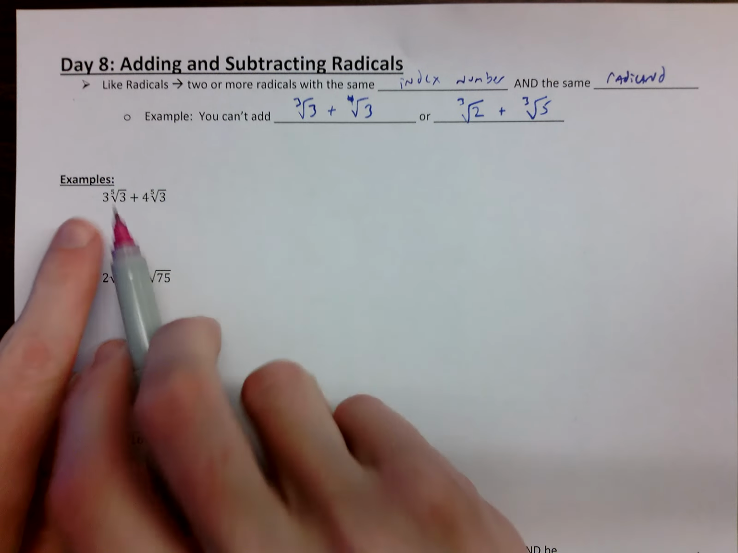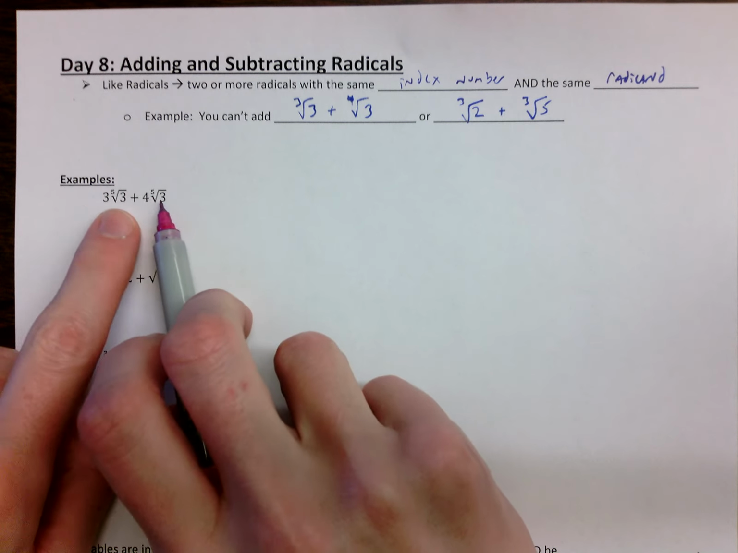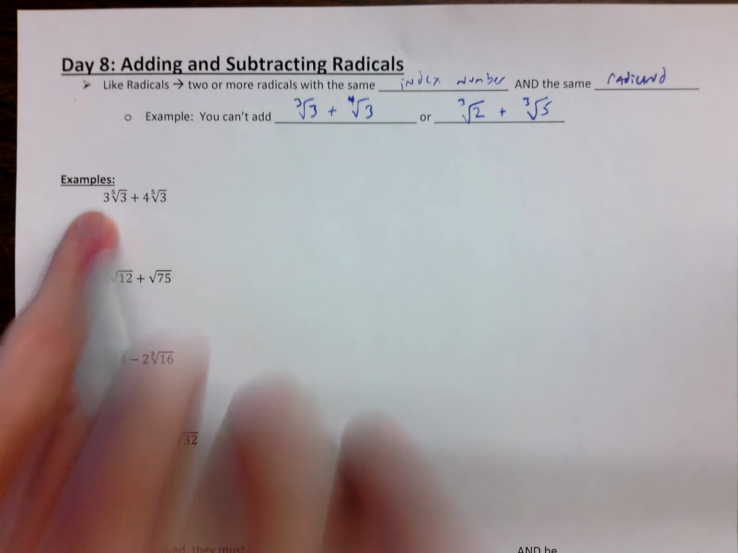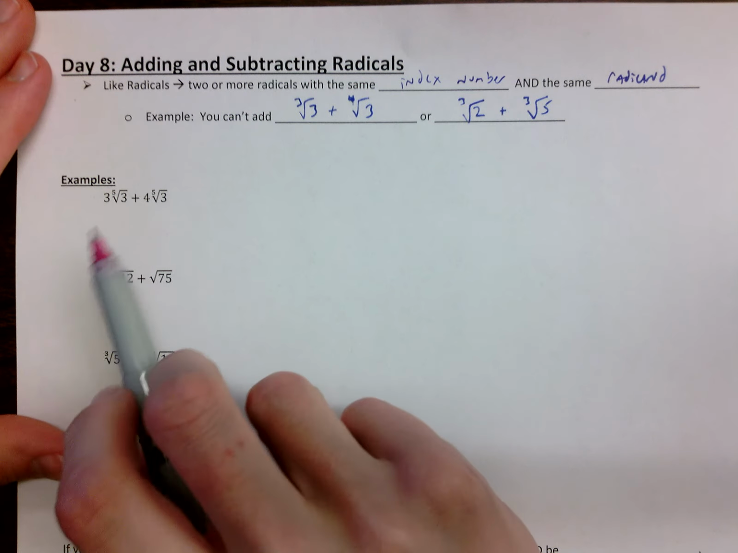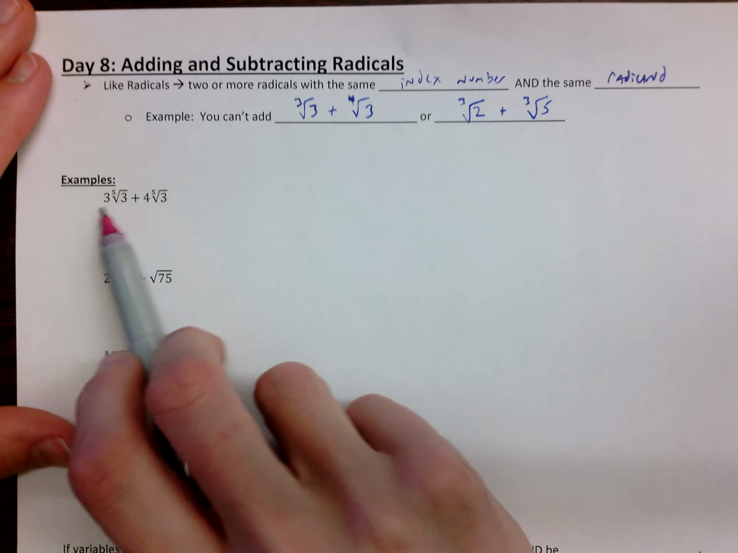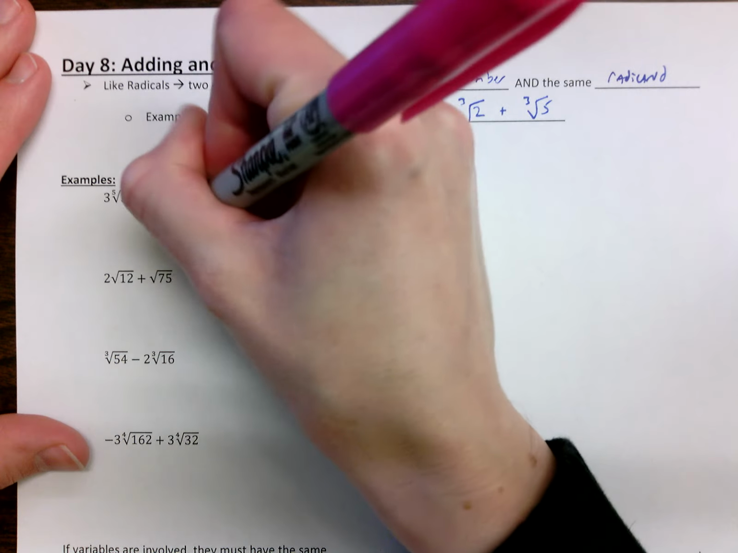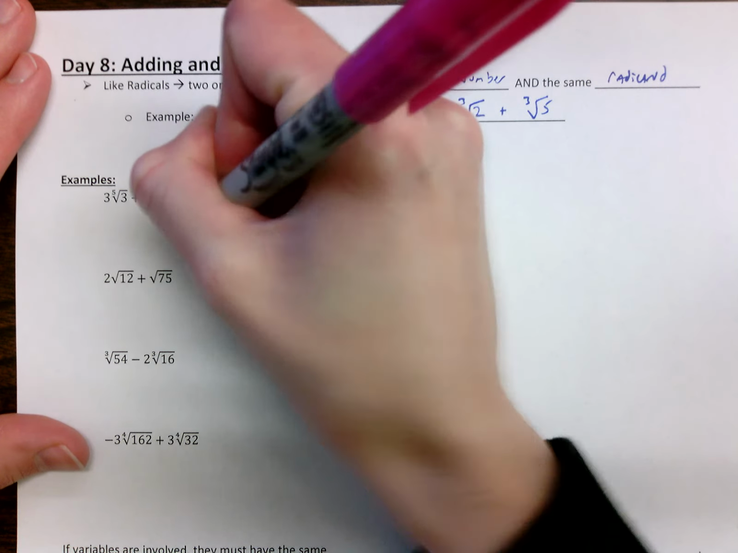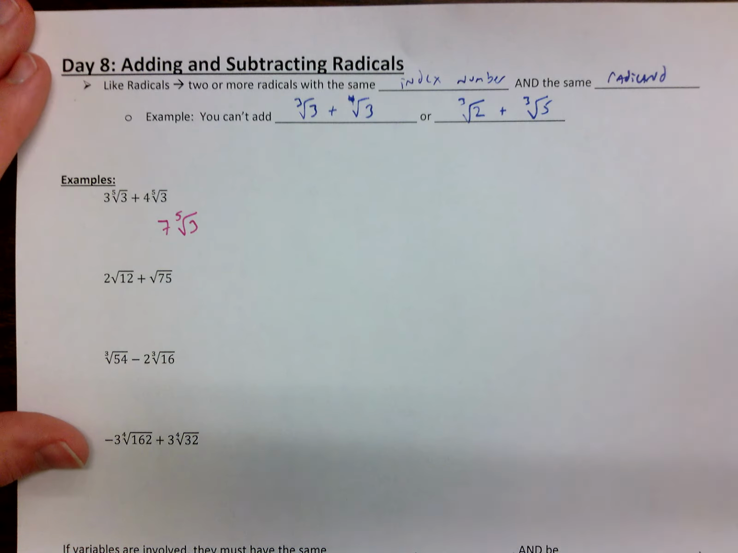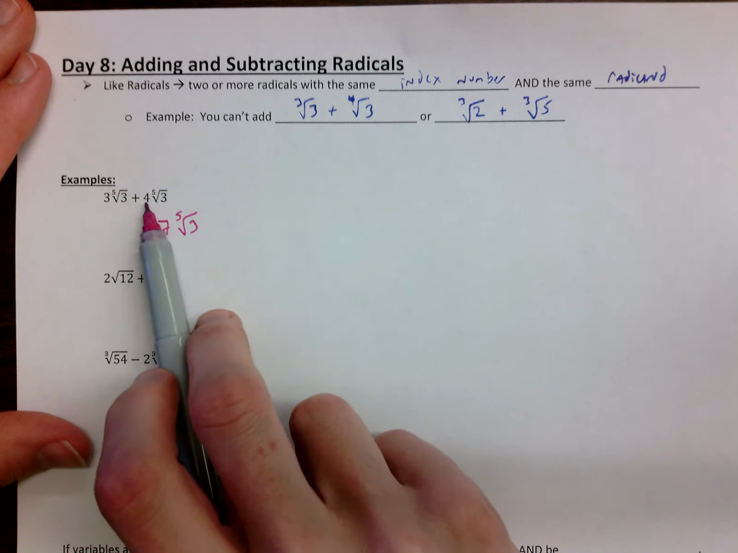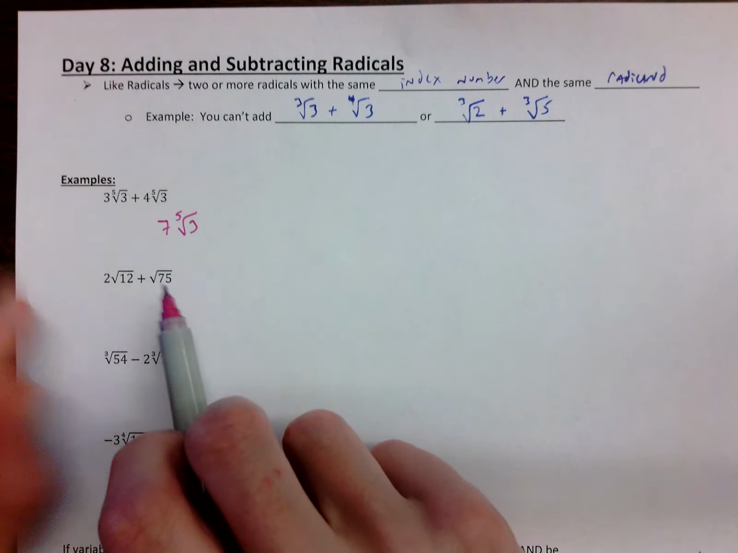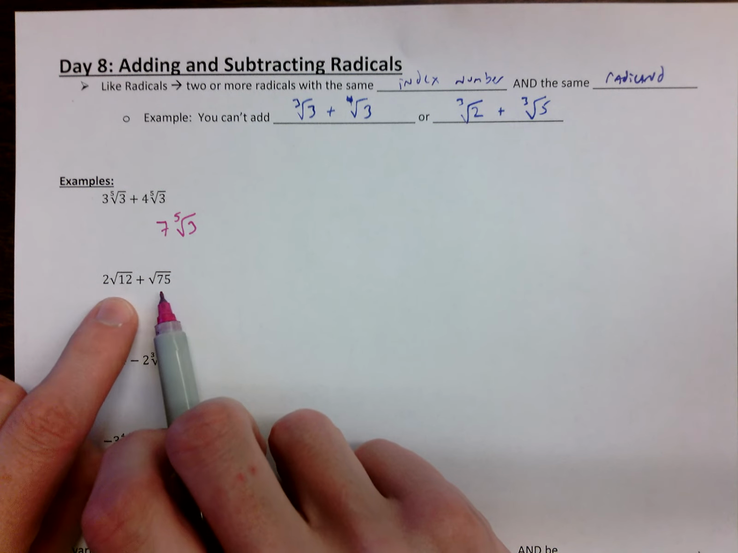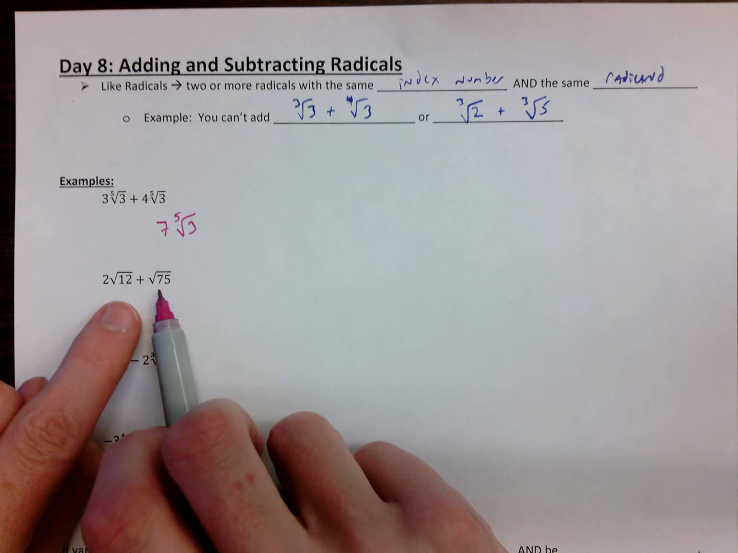So this guy right here, the radicands are the same. They're both threes, and the index numbers are both fives. So these are addable. And then you just add them like how we normally would, right? The coefficients get added, and then you leave the radical and the index number the same. It's saying that you have 3 of something plus 4 more of something. Well, that means you have 7 of somethings.